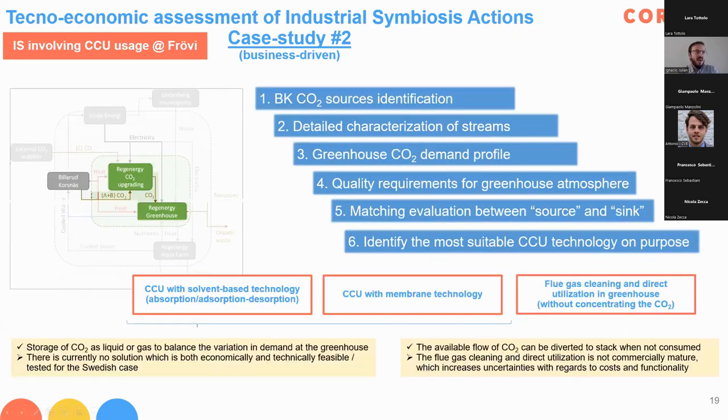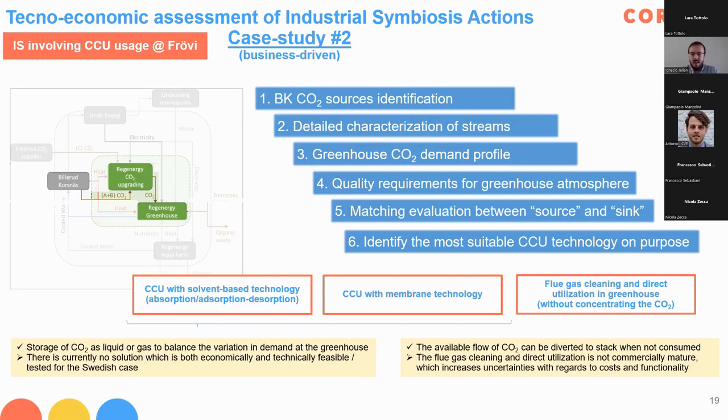And finally, we need to identify the most suitable CCU technology on purpose. As all of you may know, there exist essentially 4 technologies to do so: the CO2 capture by absorption in, for example, liquid amines, or adsorption in activated carbon, followed by desorption to increase CO2 purity and clean the flue gas. We could also have membrane technologies to act as a molecular sieve towards CO2 retention and flue gas cleaning. And finally, the direct utilization without concentrating the CO2.